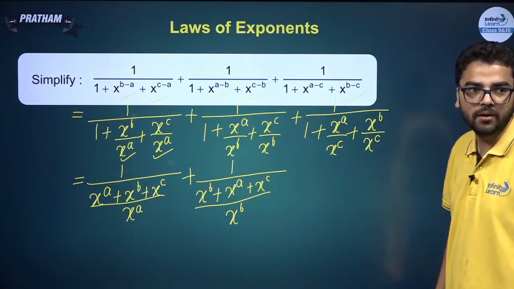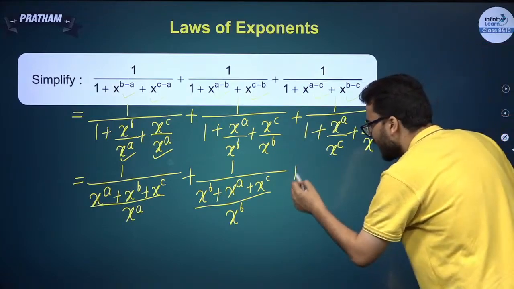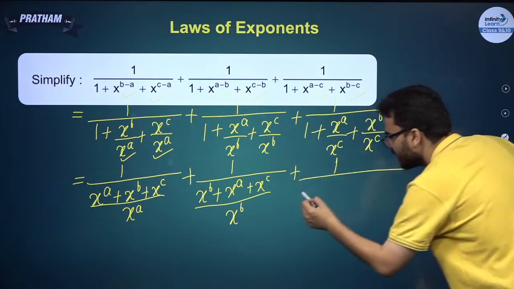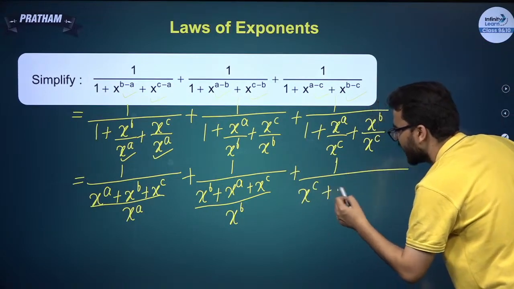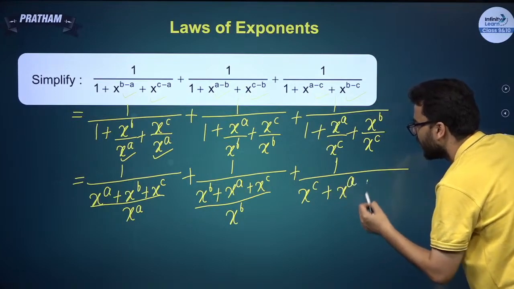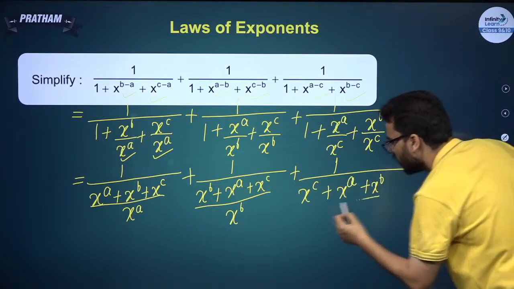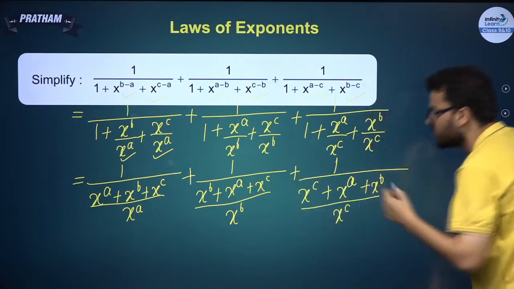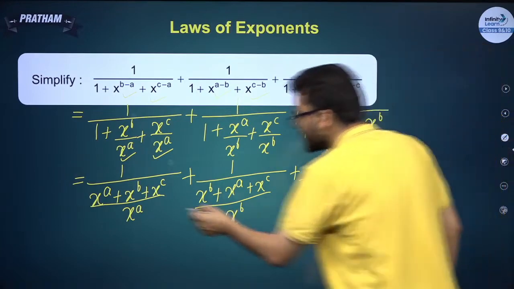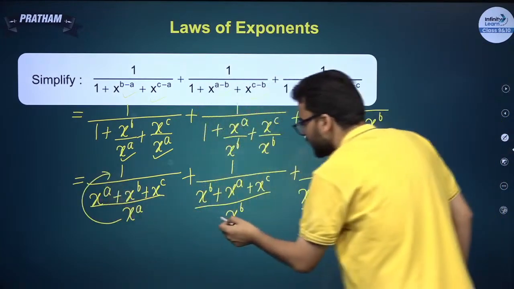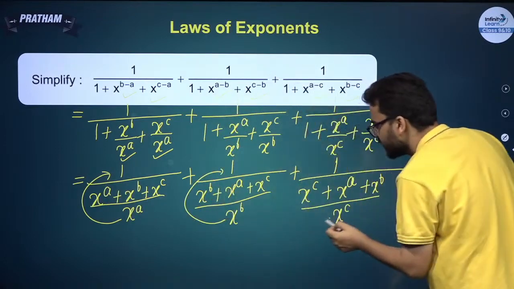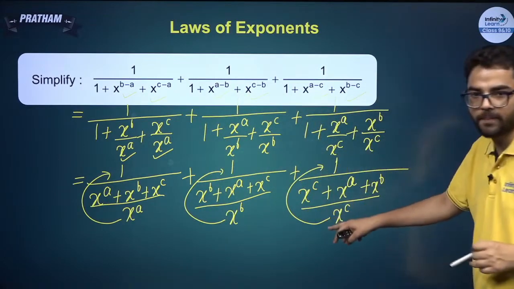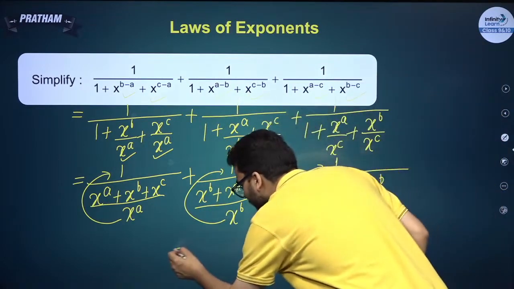Okay, Kalpa. Okay, now over here again, if I take the LCM, what will I get in the denominator? X raised to the power c, x raised to the power a, over here x raised to the power b, the whole divided by x raised to the power c. Can I do something like that? Now you see this will go in the numerator, guys. This will go in the numerator. This will also go in the numerator. Yes or no?